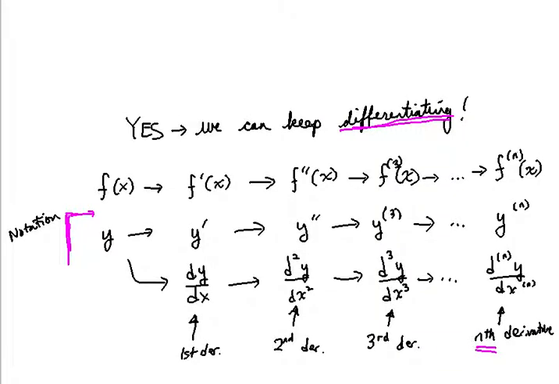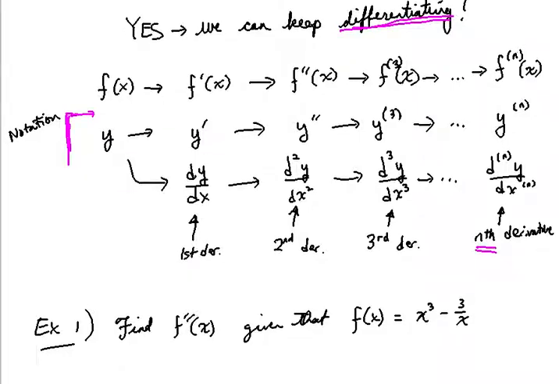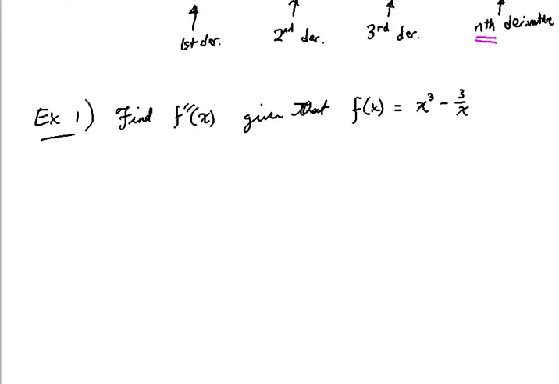All right, let's do a couple example problems. Find f double prime of x, given that f of x is x cubed minus 3 over x. So we're saying find the second derivative, which means do the differentiation process 2 times. So f of x is x cubed minus, I'm going to rewrite this so I can differentiate nicely, 3x to the minus 1. All right, so what's f prime of x or f dash of x? That's very easy.